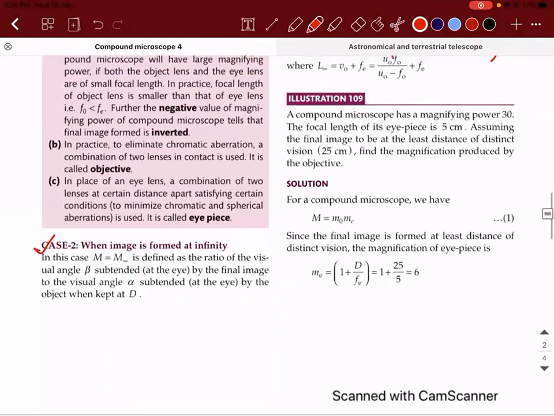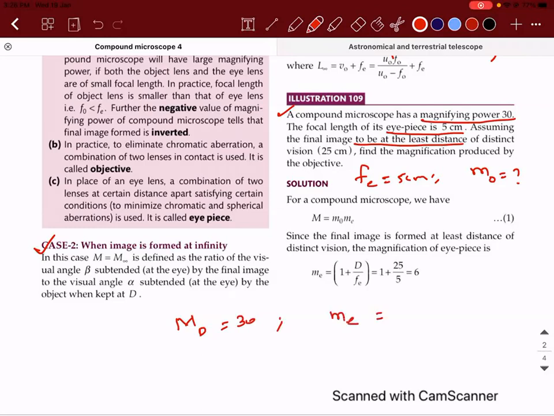So we'll do a problem based on it. There is a compound microscope which has a magnifying power of 30. The focal length of its eyepiece is 5 centimeter. Assuming that the final image is to be formed at the least distance of distinct vision, find the magnification produced due to the objective. So the magnifying power of the microscope is given as 30. We know that the magnifying power of the eyepiece is 1 plus D divided by FE. So 1 plus, D is 25, divided by FE which is 5. That is going to be 6.